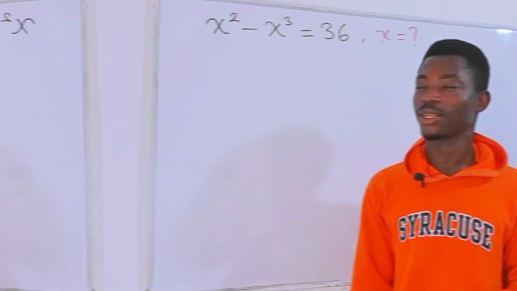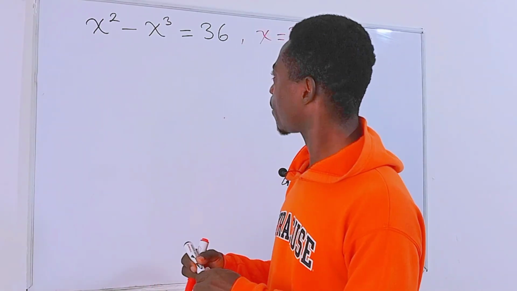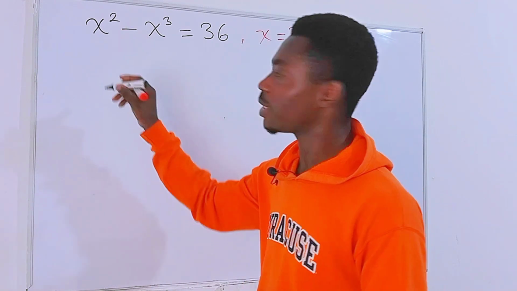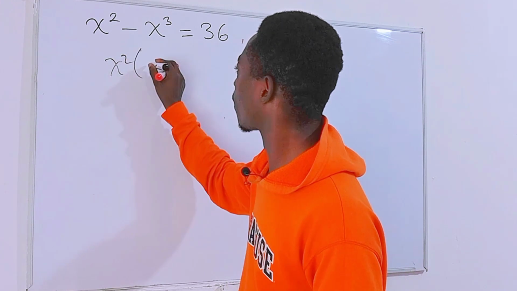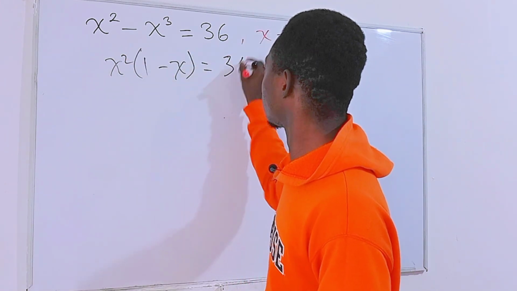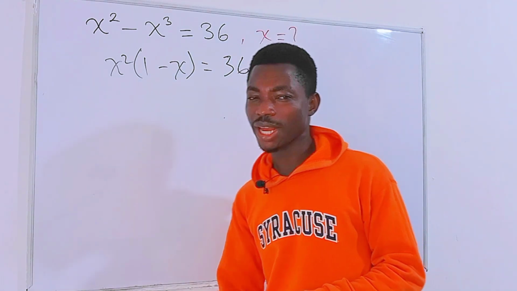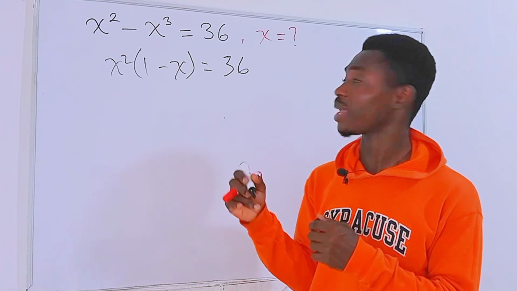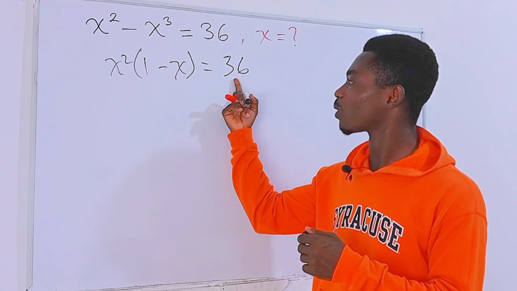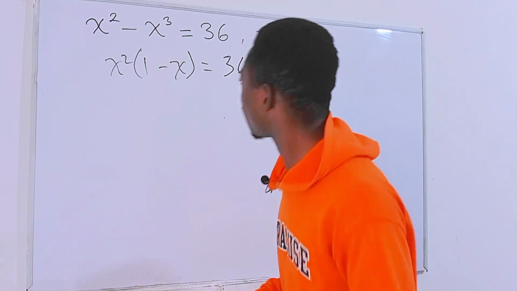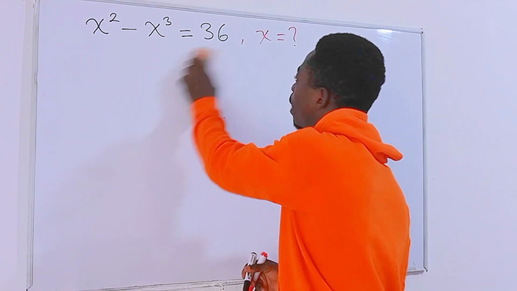Now let's get started. Looking at the problem, you might be tempted to factor out x to the second power because it is common. So we have x to the second power here, then we'll be left with 1 minus x, and this is 36. In fact, you can actually solve this equation, but that is going to take you a long way because you will need all the factors for this one and then do them one by one. So I don't think factoring this straight away is going to help.